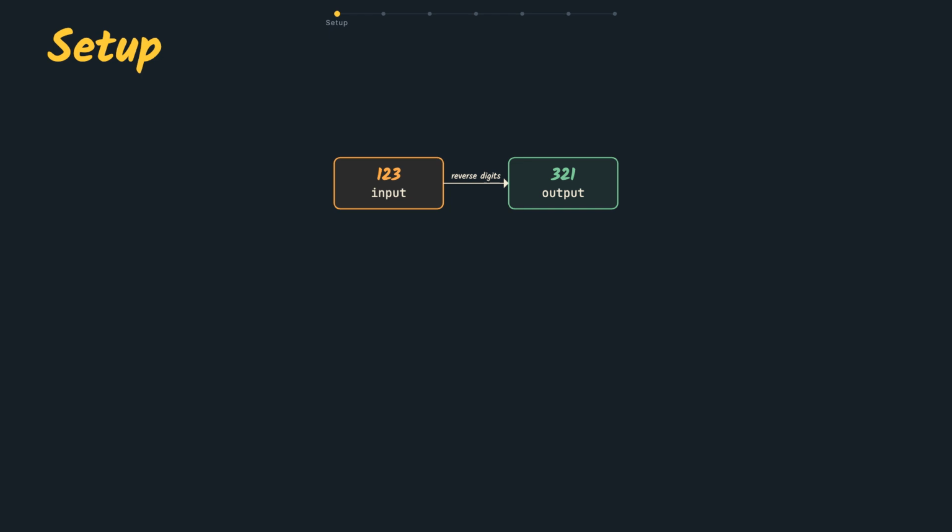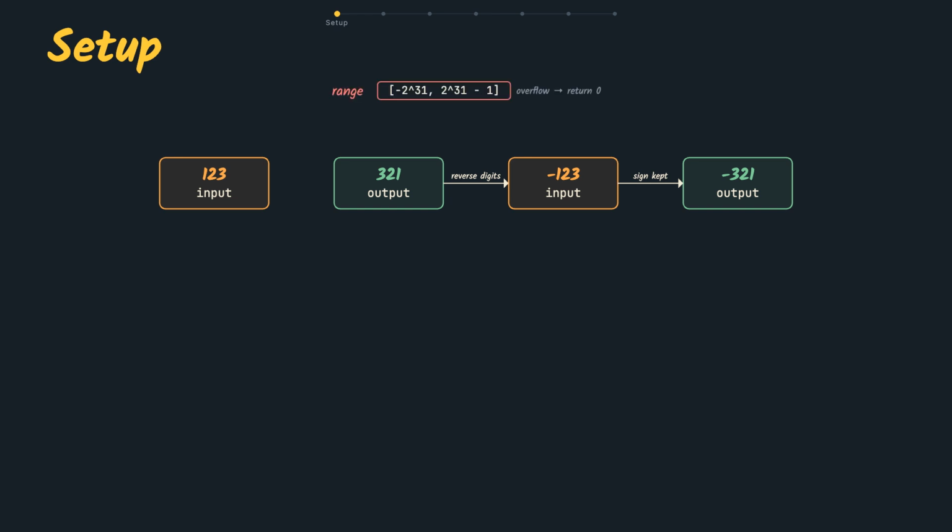Let's set it up. Input is the integer 123. We want to return 321. Negatives keep their sign. Minus 123 becomes minus 321. And the trap: if the flipped number doesn't fit in 32 bits, we return 0. That bound matters.